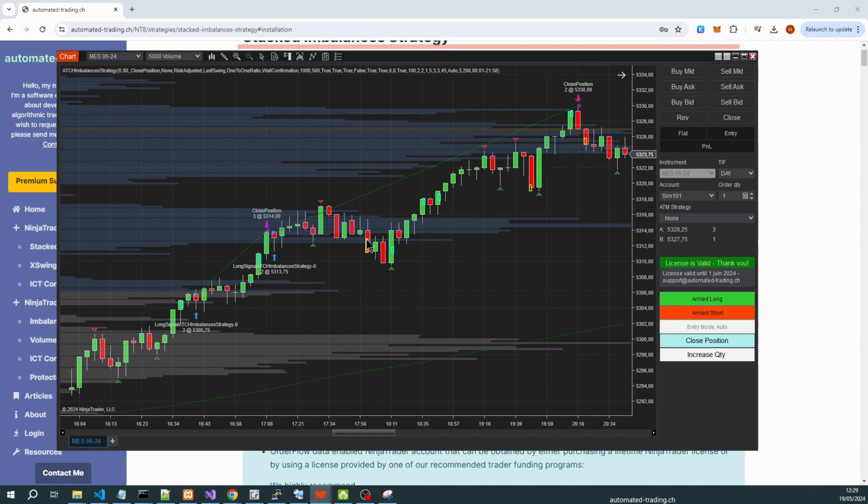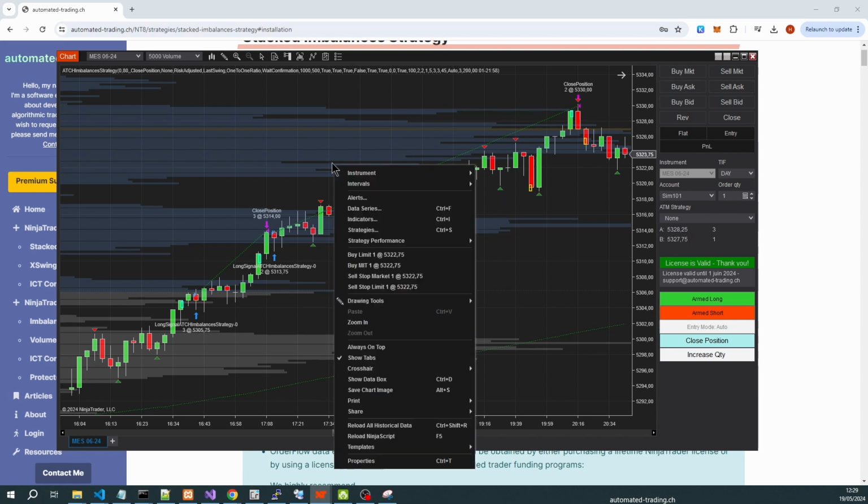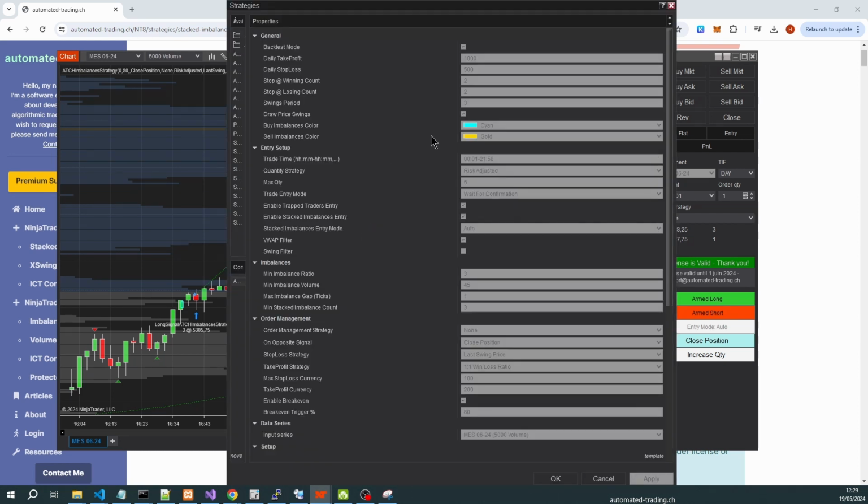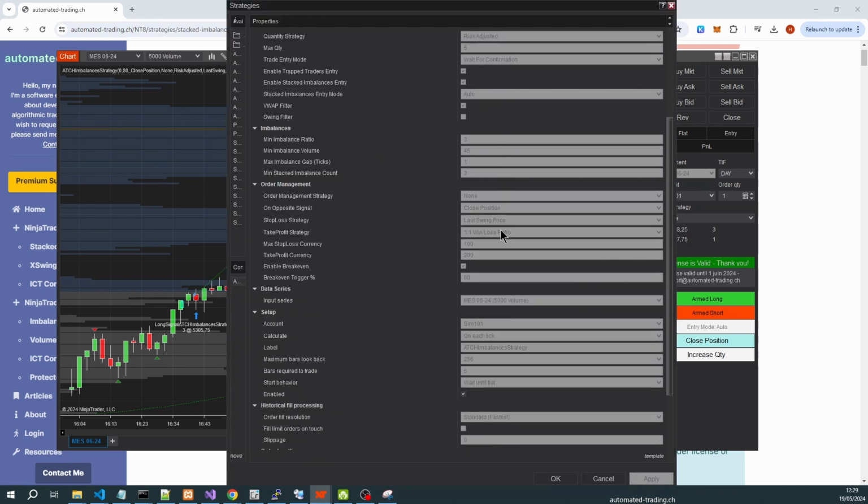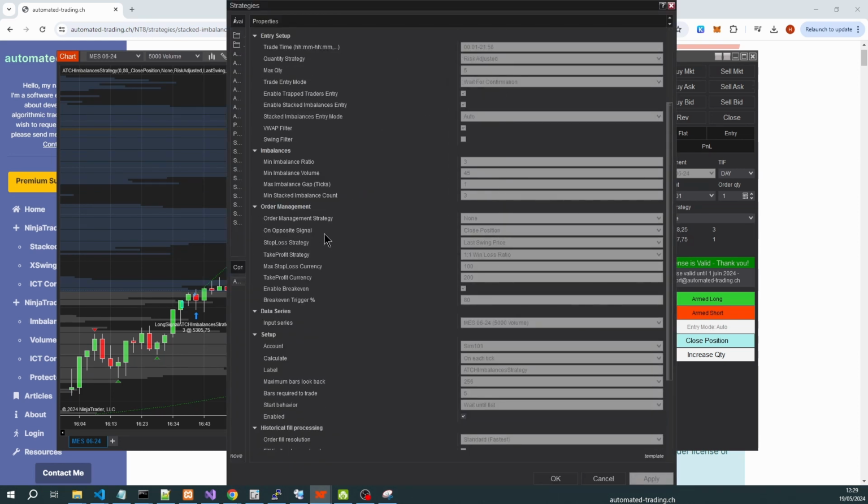In trading, you don't have to be 100% right all the time, but you need a certain success probability to be profitable in the long run. So this is the logic behind the strategy. It is based on stacked imbalances, and so the entries. So let me show you first the imbalance parameters.